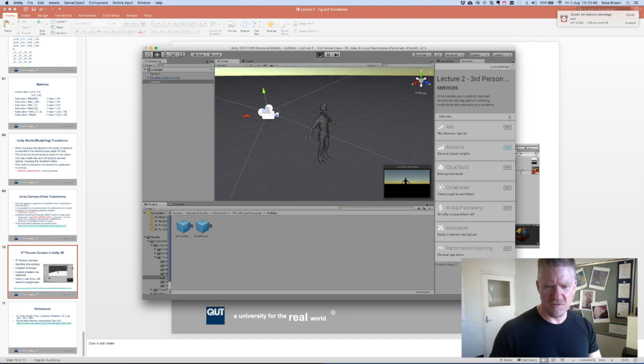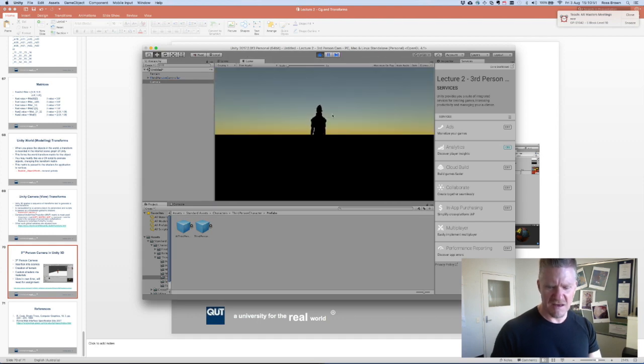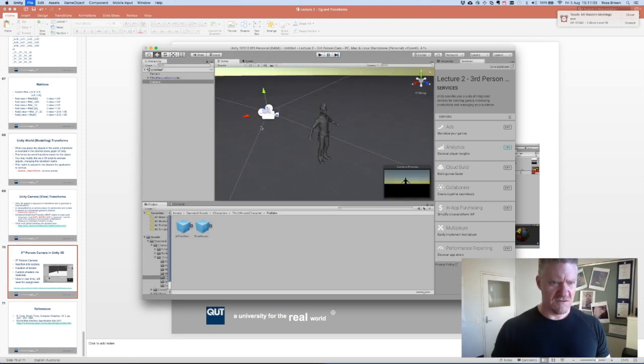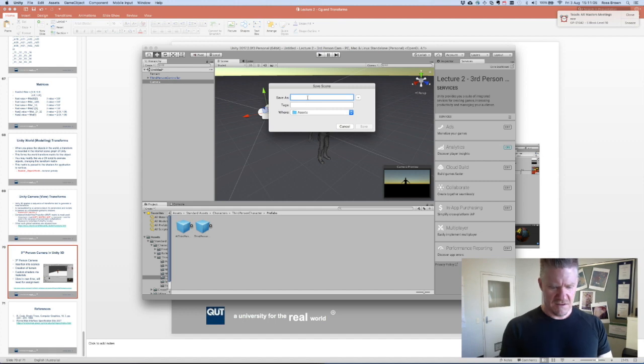Alright, so at this moment in time we put that there, and lo and behold, we've got our figure moving around in front of us. So, of course, save it. Camera. So it's all pretty straightforward.